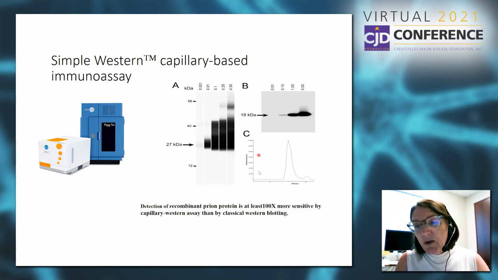And this is the output you get for the capillary-based electrophoresis. It can produce a phony Western blot picture, or the main output is this electropherogram, and we can quantitate the band equivalent to the band on a gel by calculating the area under this peak.